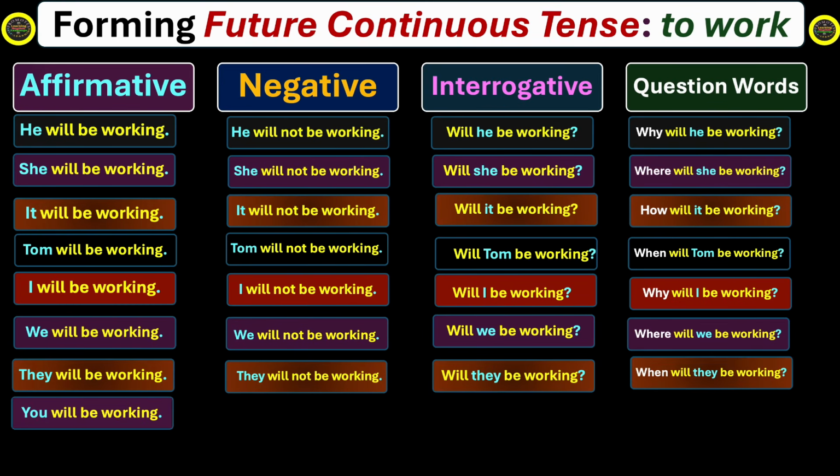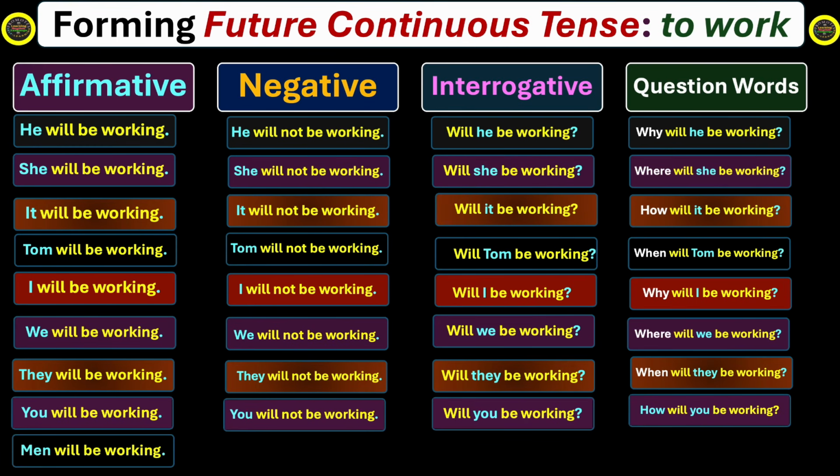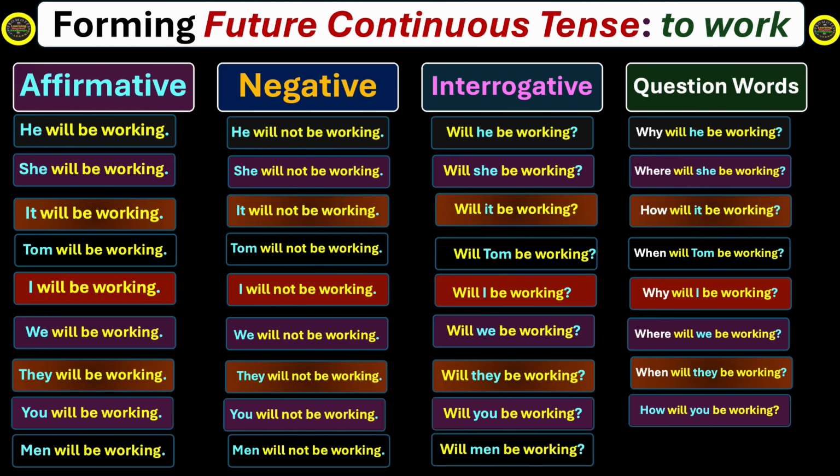Then we have you will be working. You will not be working. Will you be working? How will you be working? With the plural form, men will be working. Men will not be working. Will men be working? How will men be working?